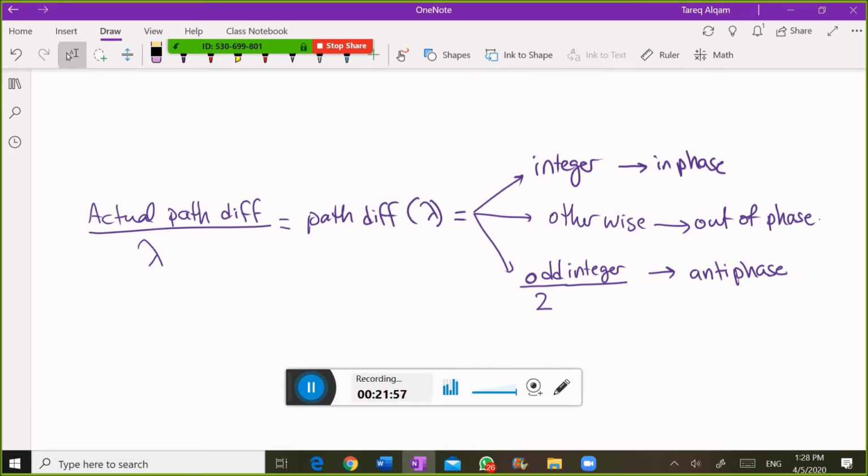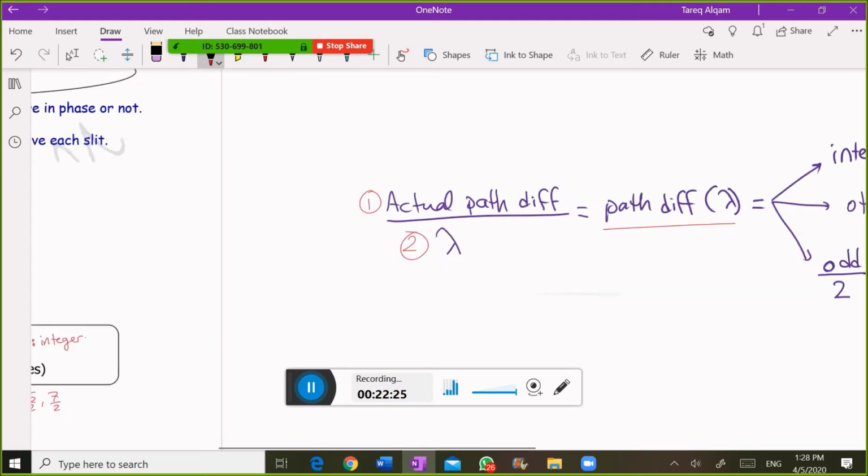No need to draw waves. You can determine this, guys, using what? You have to find the actual path difference, then divide it by lambda, so you will get the path difference in terms of lambda. Then if the result is an integer, they meet in phase. If the result is an odd integer over 2, this means they meet in antiphase, otherwise out of phase.